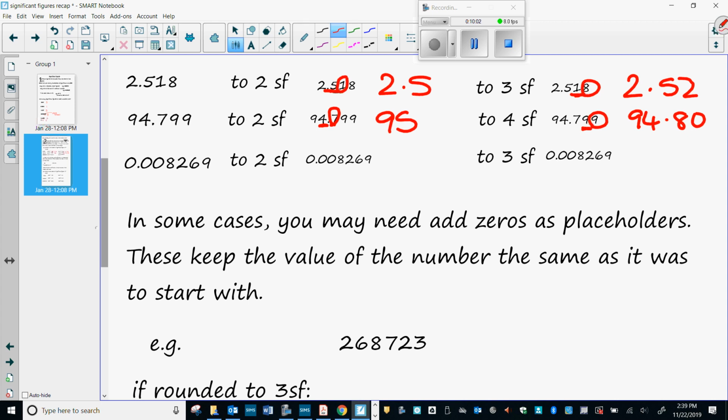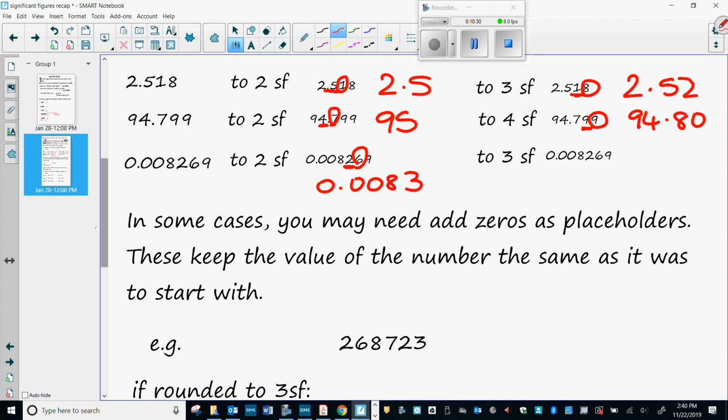So we count 1, 2, we're underlining the 2, we circle the 6. Is 6 5 or more? Yes, so we're going to write 0.008. How come you didn't count the zeros? Because zeros don't count as significant digits. Essentially, our number hasn't quite started yet. Those zeros at the front would be considered placeholders.